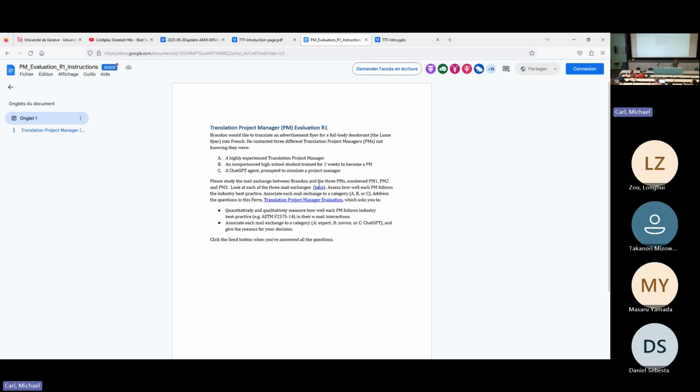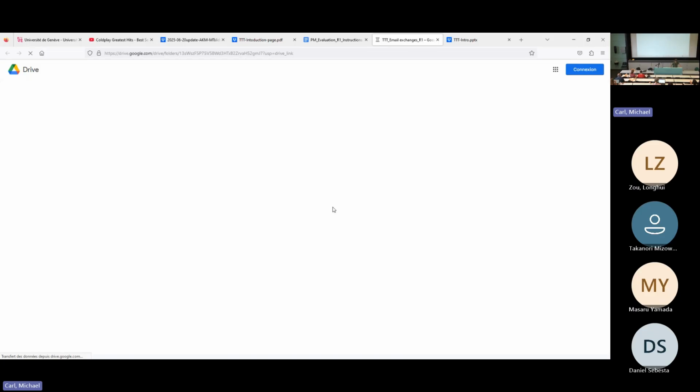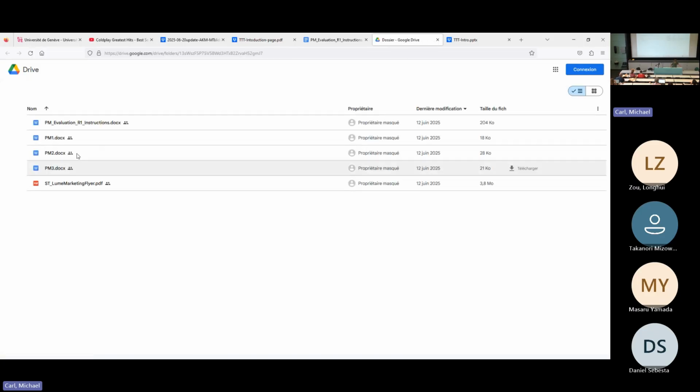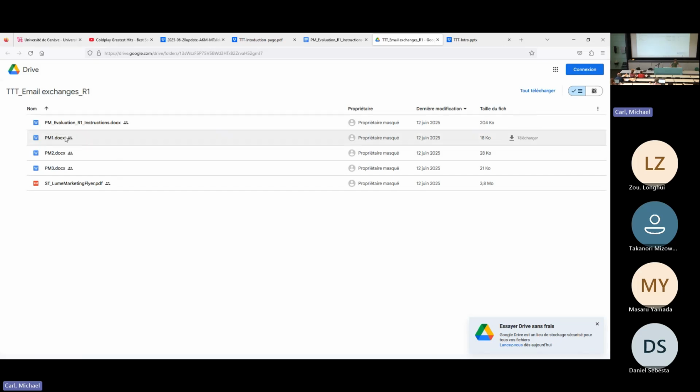And by clicking on this link here, you will be able to see this is the same text actually, and then there are 3 files here. PM1, the exchange between Brandon and the first project manager, the exchange of Brandon and the second, and the third project manager. You don't know who is who, and your task will be to read these email exchanges and to make a guess who is who.